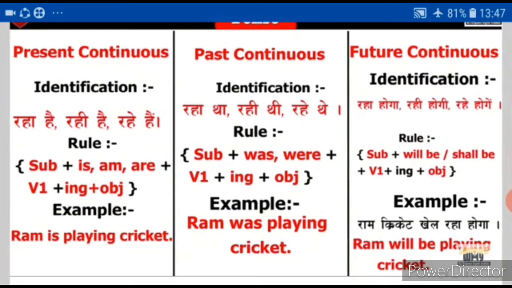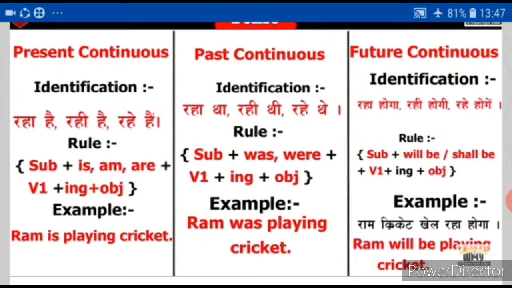the sentence. In the same way, for future continuous tense, its identification is रहा होगा, रही होगी, रहे होंगे, and its rule will be subject plus will be or shall be plus first form of verb plus ing plus object. For example, Ram will be playing cricket.